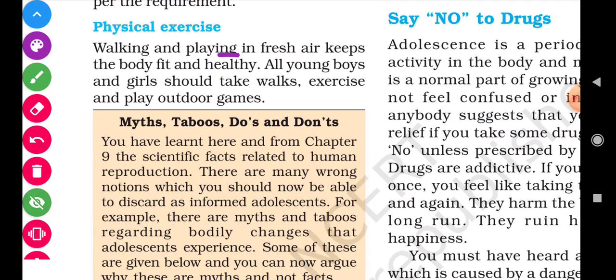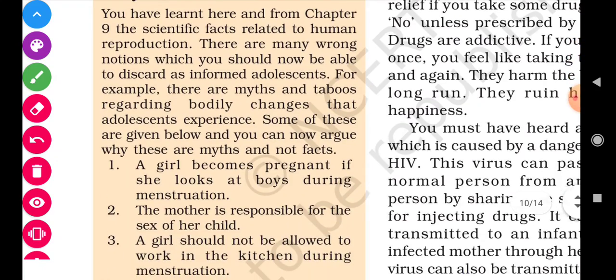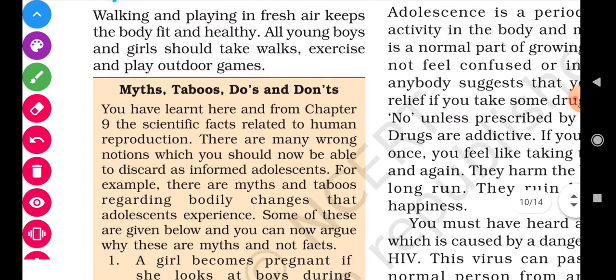Walking and playing in fresh air keeps the body fit and healthy. All young boys and girls should take walks, exercise, and play outdoor games. So, as a part of our routine, the first thing that should be maintained is personal hygiene, and the second thing is physical exercise, which we should keep in our daily schedule because it makes us very fit and healthy. So, each and every young boy and girl should take care of their physical exercise schedule also.